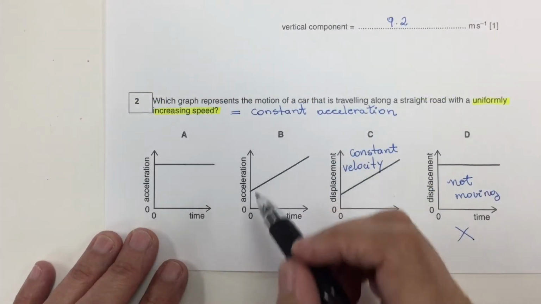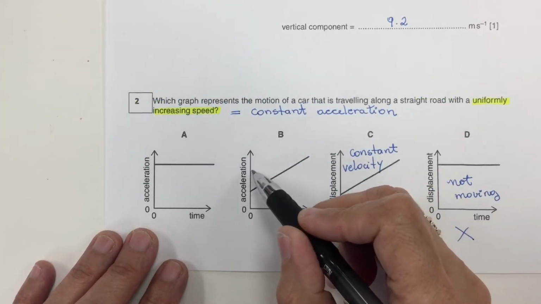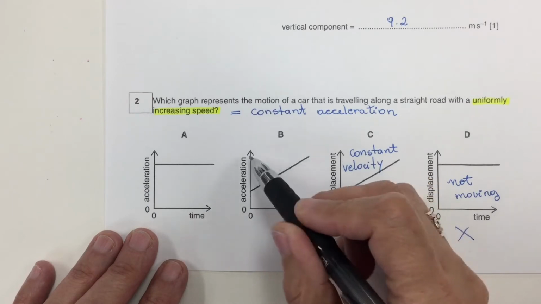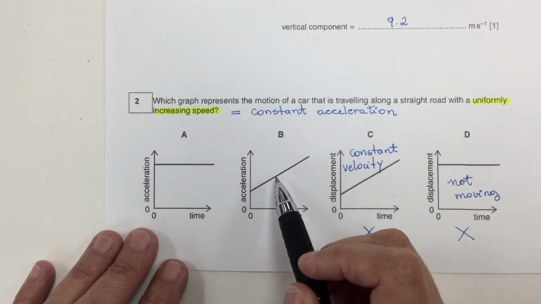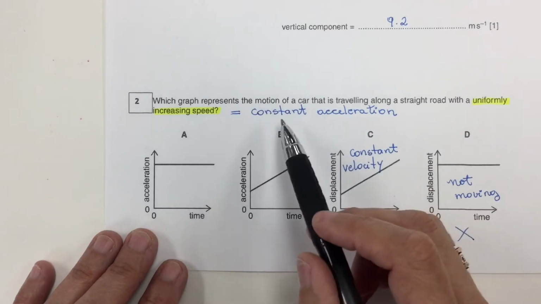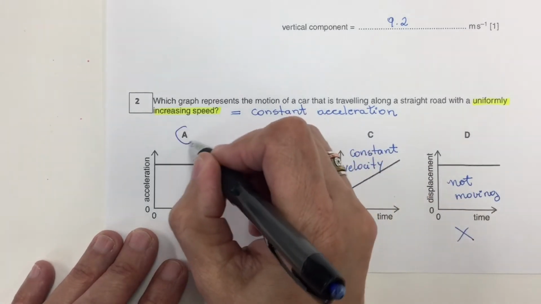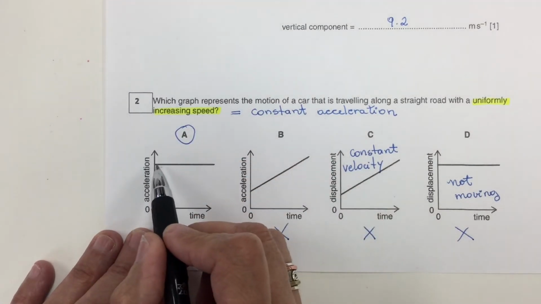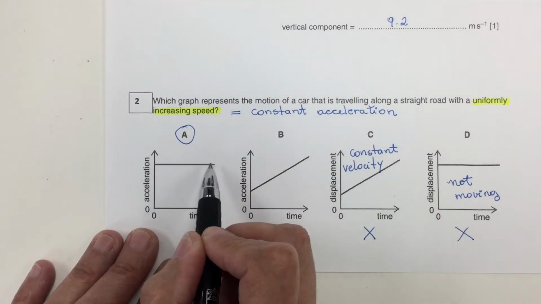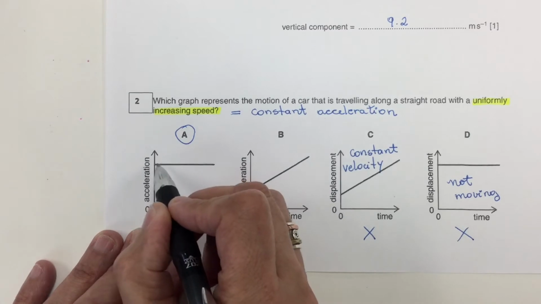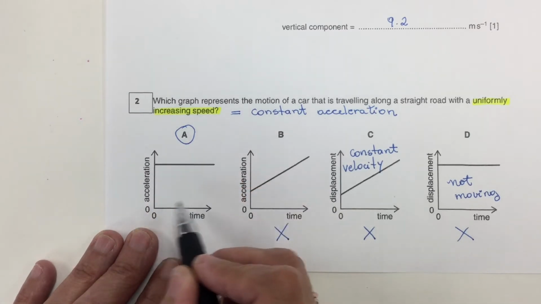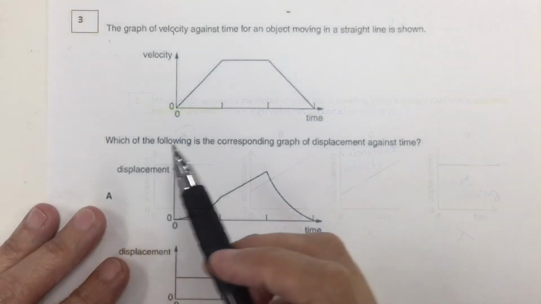Option B indicates the acceleration is changing over time, and this is not true. This car is moving at constant acceleration. So the answer is A, because a straight horizontal line indicates the acceleration is the same as the time goes by.